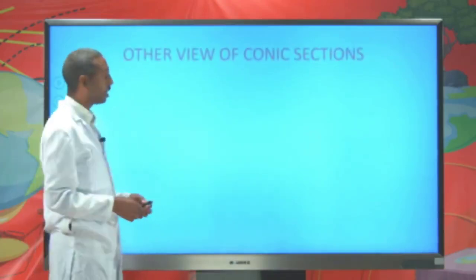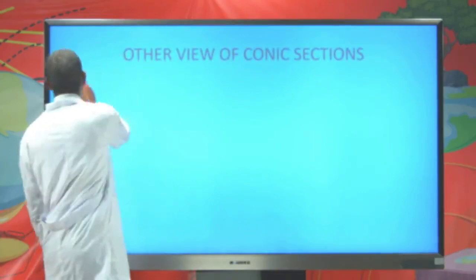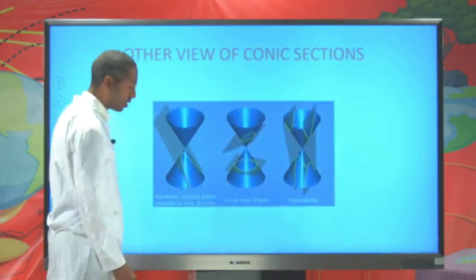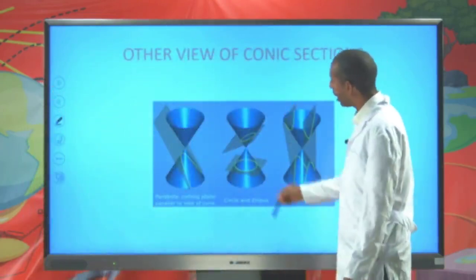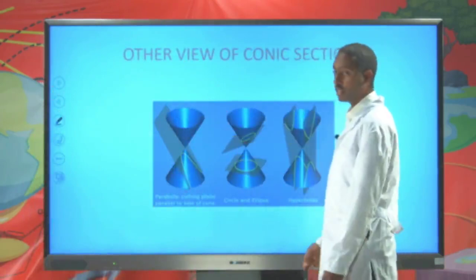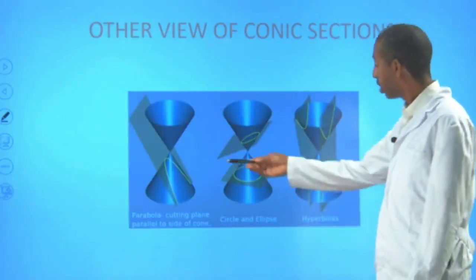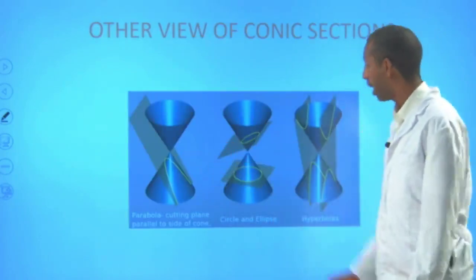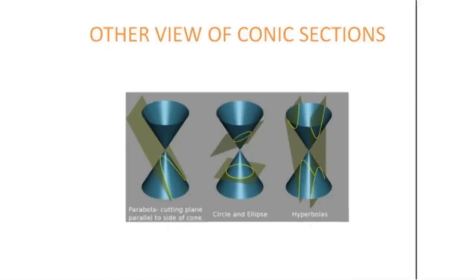So let's also see other views of conic sections. Just see this three-dimensional shape. If you observe this 3D shape, a plane may intersect it and form a section. The section might be, as I mentioned before, a parabola, a circle, or an ellipse, and sometimes also a hyperbola. Good. So let's see our learning targets.